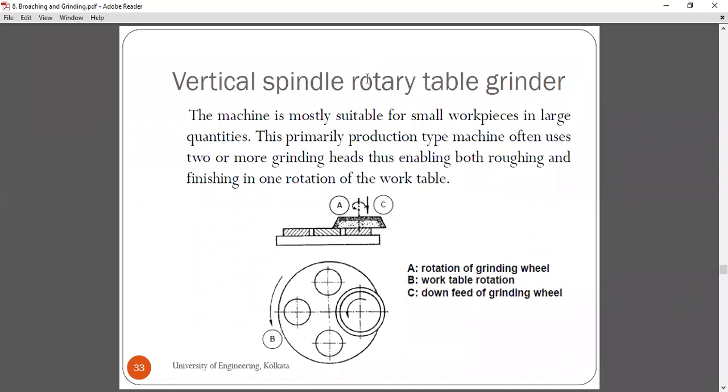Next is the vertical spindle rotary table grinder. So the machine is mostly suitable for small workpieces in large quantities. Okay, if we have large quantities of workpieces that you want to grind, in that case you will have this vertical spindle rotary table in which grinding wheels will be there, and you just need to place your workpiece, and the workpiece will be ground. Okay, so the primary production type machine often uses two or more grinding heads, thus enabling both roughing and finishing. So roughing definitely will have bigger size grits, and finishing will be having smaller size grits.